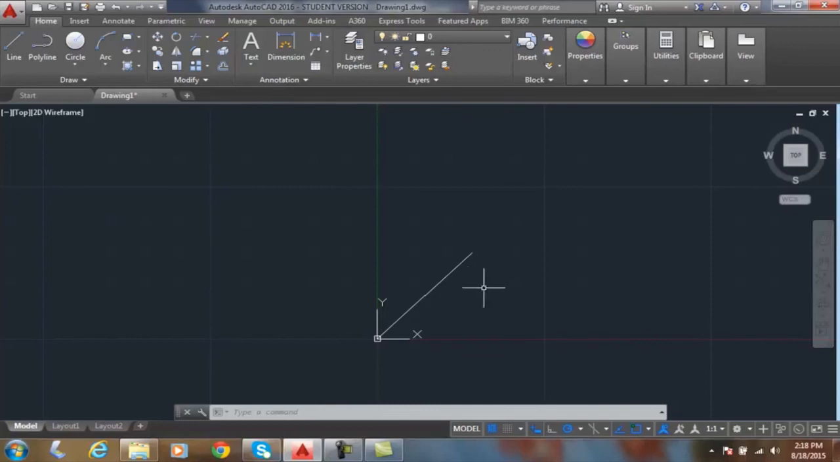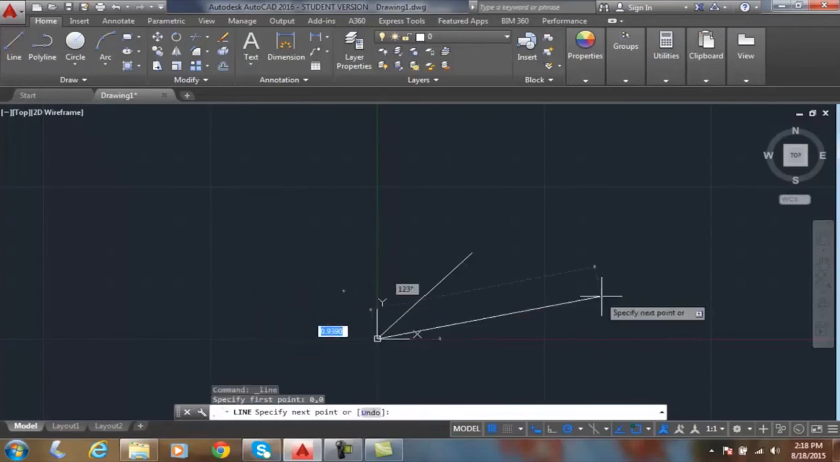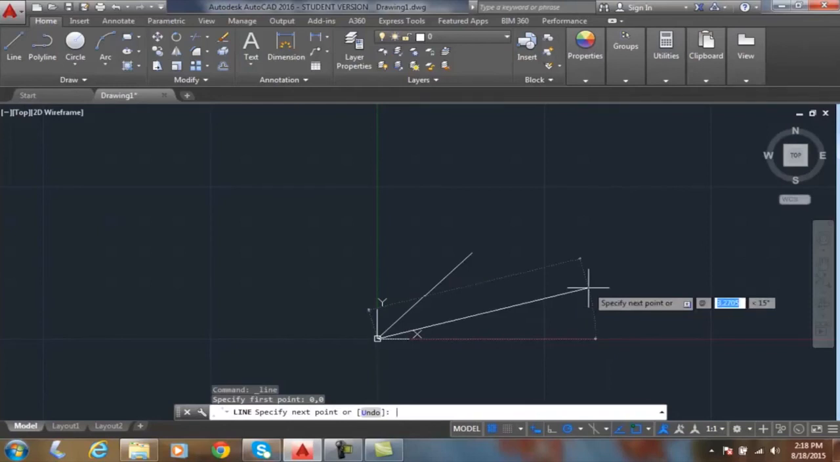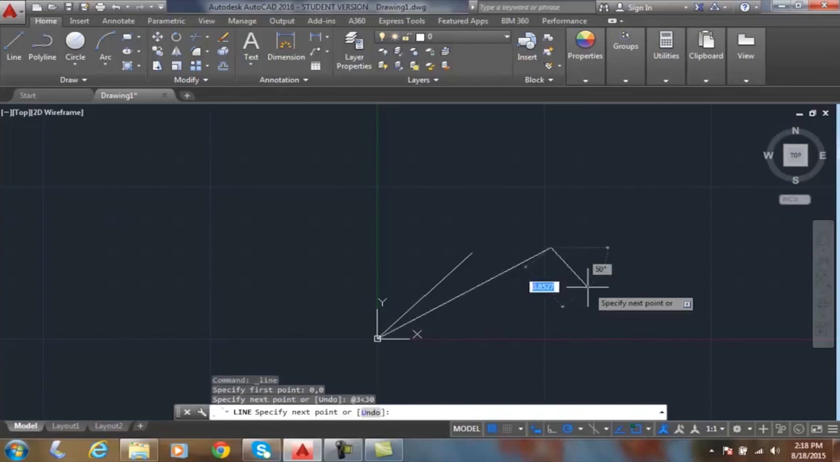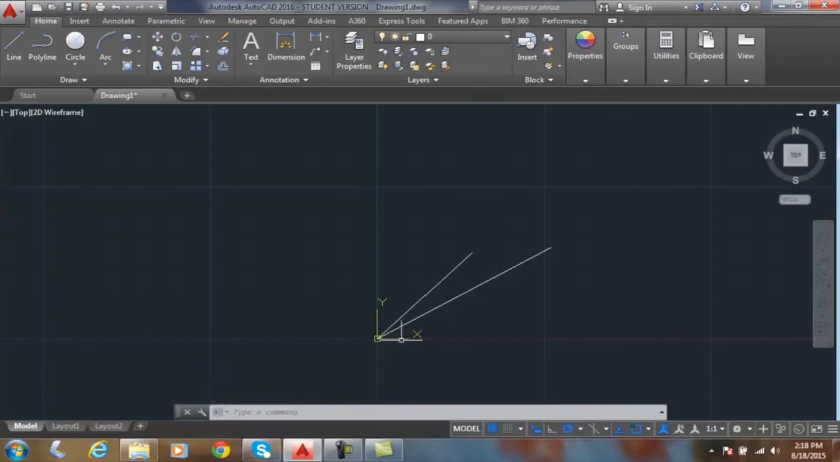Let's do another example. Let's just do a line, and I'll start this one at 0,0 again. Now I'm going to type in the at symbol, and I'm going to go 3 inches, and then I'm going to go less than symbol, and then I'm going to do a 30-degree angle. I'm going to hit enter, and then enter again, so that this time I drew a line that was 3 inches long at a 30-degree angle, and it put me right at this spot.